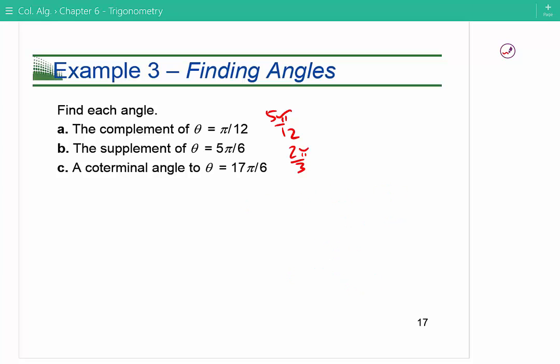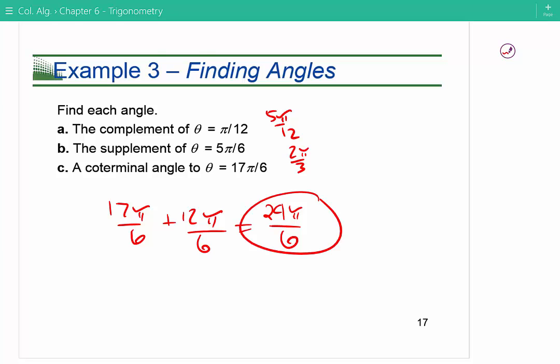And then another example, finding a coterminal angle with 17 pi over 6. Just add or subtract 2 pi in this case, because that's one full turn, right? Just add or subtract that from this original value, and that will give you a coterminal angle. Now I need a common denominator, so I'm going to multiply the top and bottom by 6. When I add these, I get 29 pi over 6, which I can't simplify, so there you go.